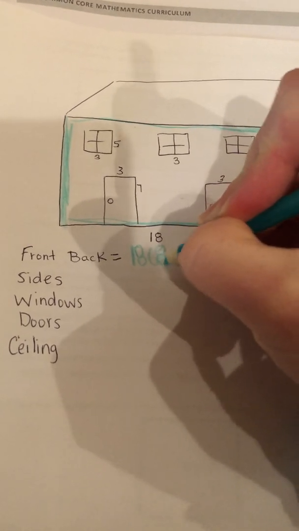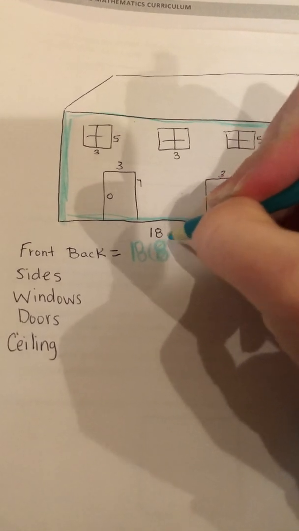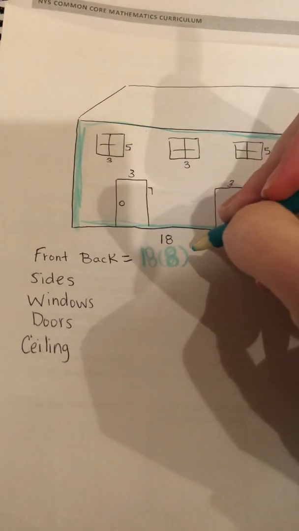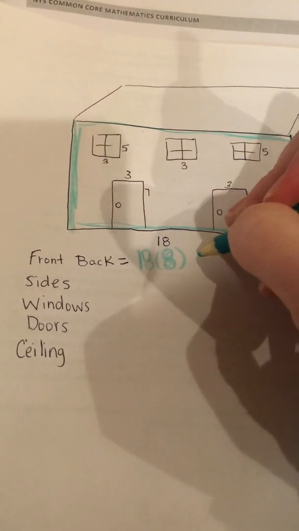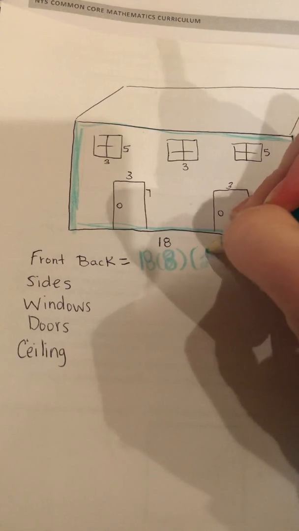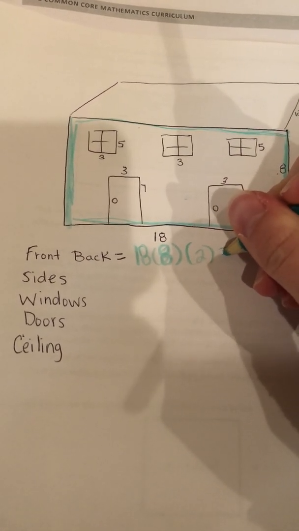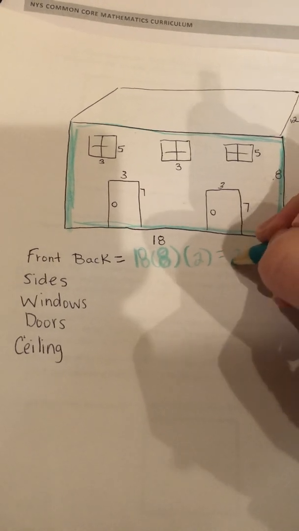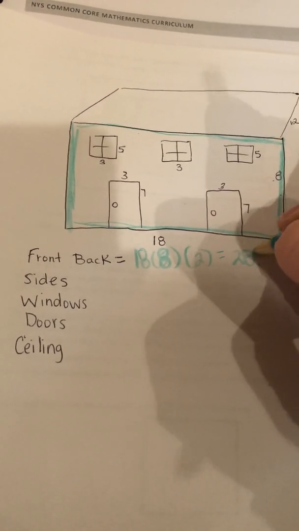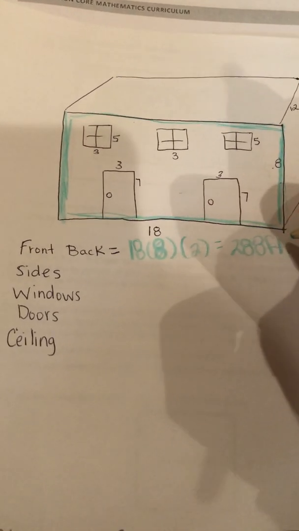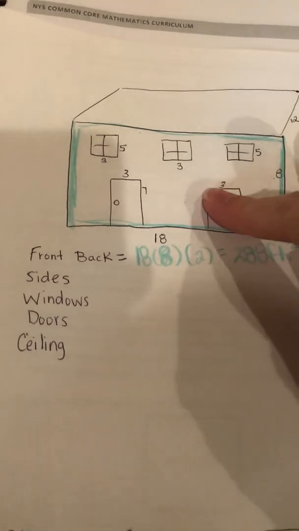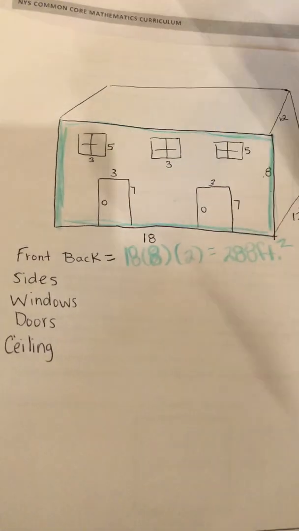So the front wall is 18 by 8. I'm thinking ahead. And I have 2 of those walls, so I'm going to times it by 2. So 18 times 2 times 8 is 288 feet squared. That's the front wall and the back wall.